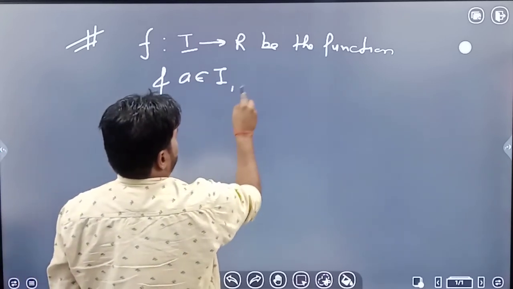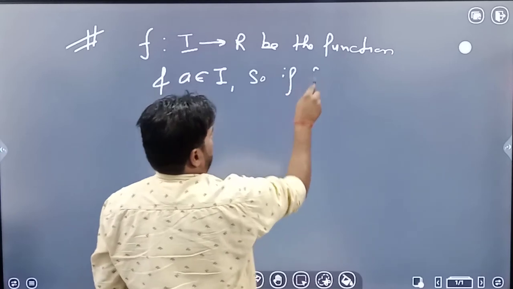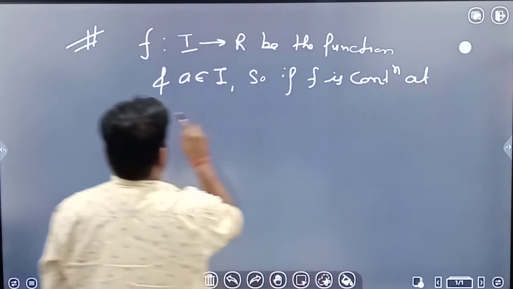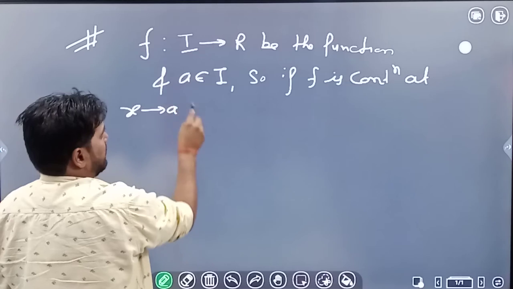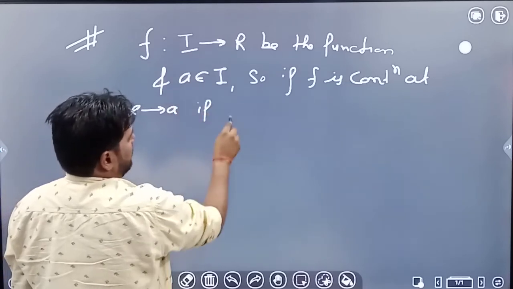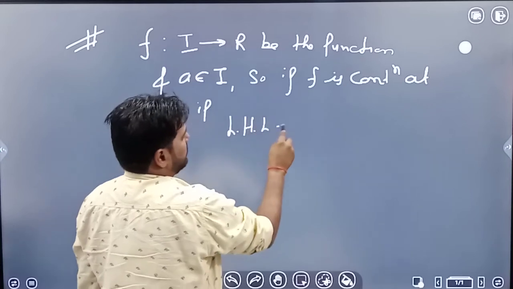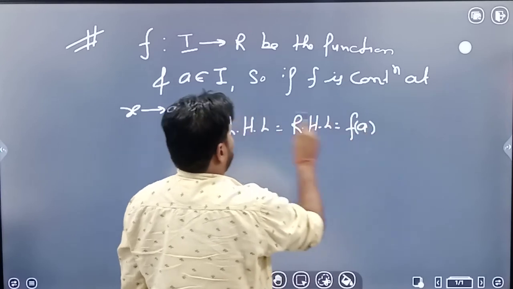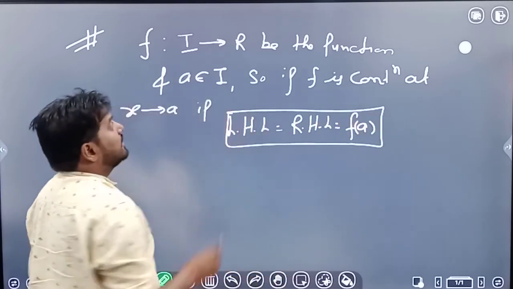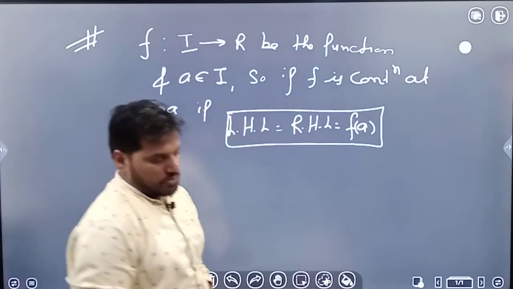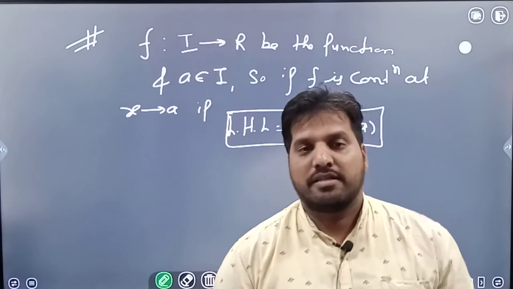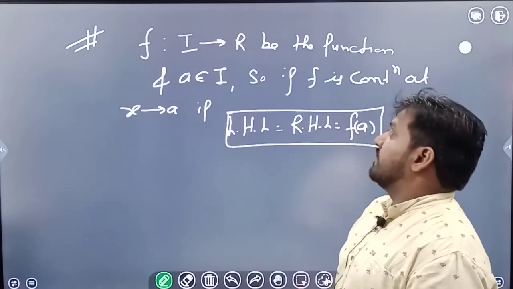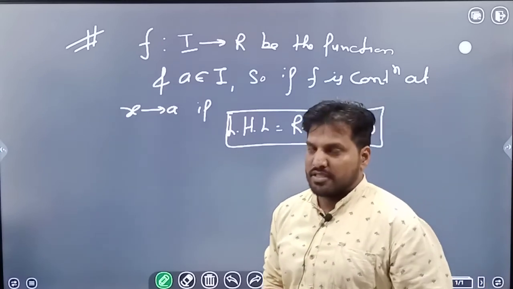So f is continuous at x tends to a if the left hand limit equals the right hand limit equals the value of the function at that point. If this property holds, then the function is called a continuous function. So I will describe one question and first check it by this method, whether it is continuous or not, and after that I will also check it by graphical theory.